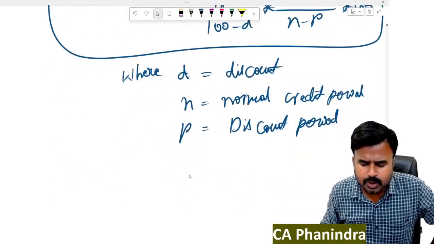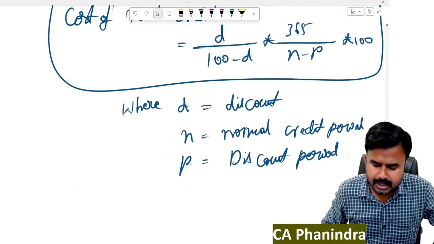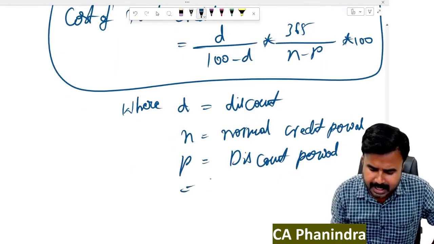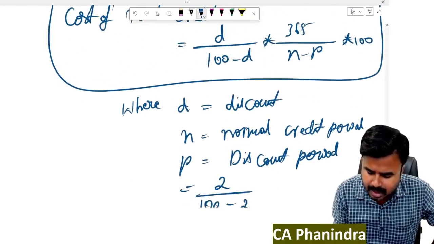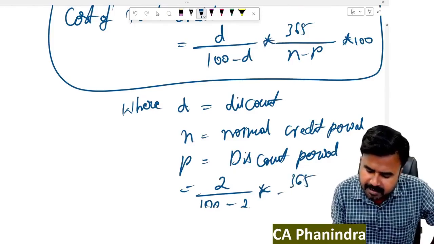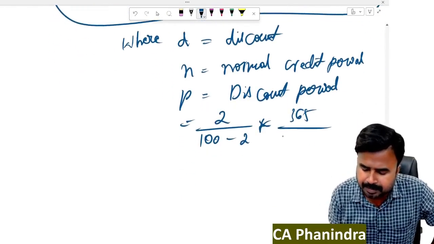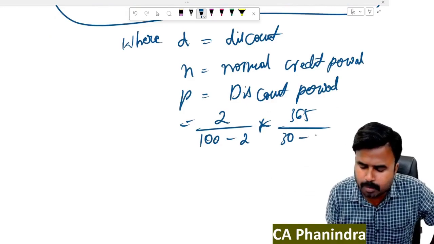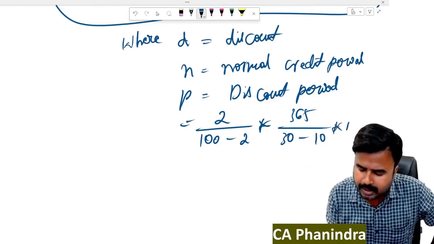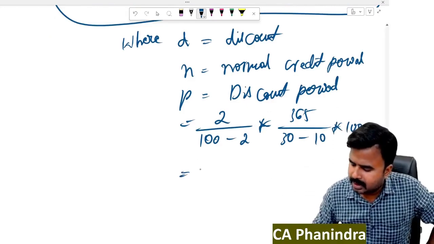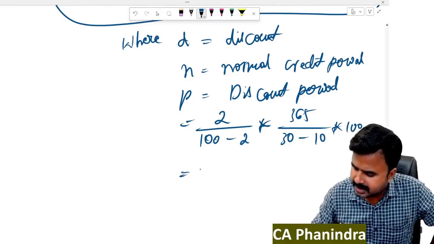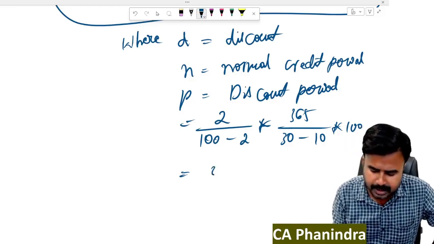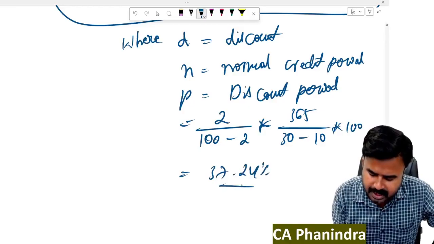So you can calculate cost of trade credit here. D is 2% cash discount, nothing but 2 rupees. D divided by 100 minus D, means 100 minus 2, into 365 by N, normal credit period 30, minus discount period 10, into 100. This will give you cost of trade credit. So 2 by 98 into 365 by 20. I got 37.24%. This is the annualized percentage cost.